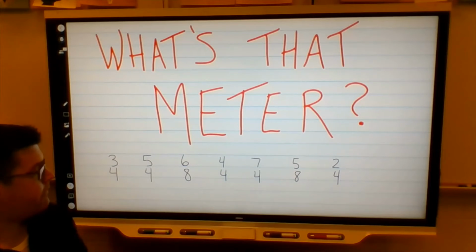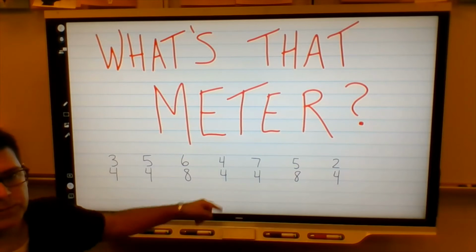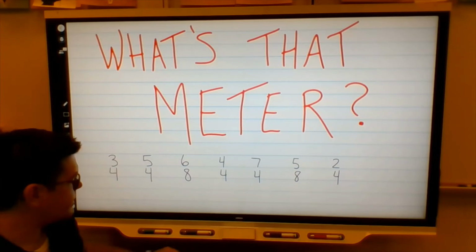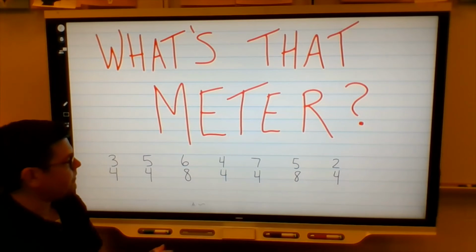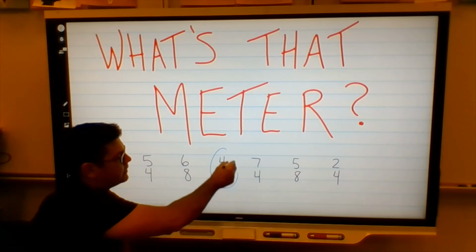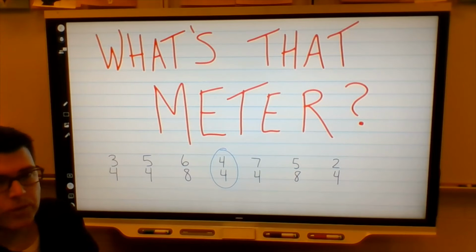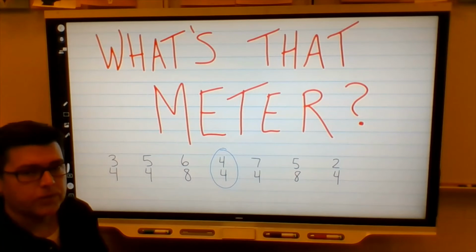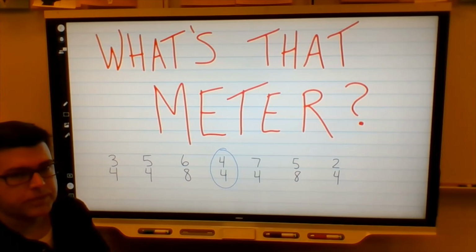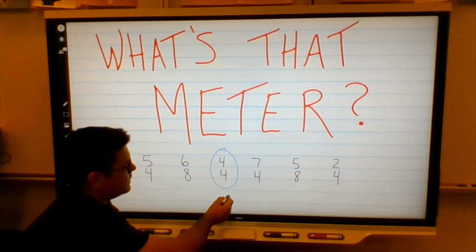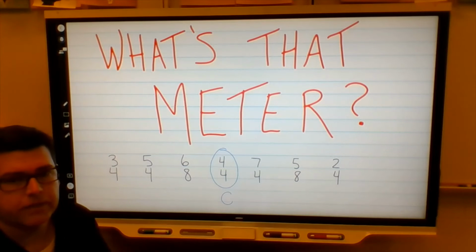If you said 4/4, you were correct. We had 1, 2, 3, 4. Excellent job if you got it right. 4/4 is the most common meter, the most common time signature, and it is so common that back in the old days when classical composers wrote their music, they actually used the letter C to represent the meter of 4/4, standing for common time, because it's the most common meter.